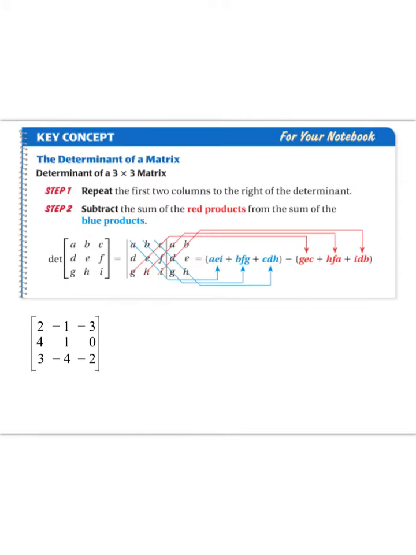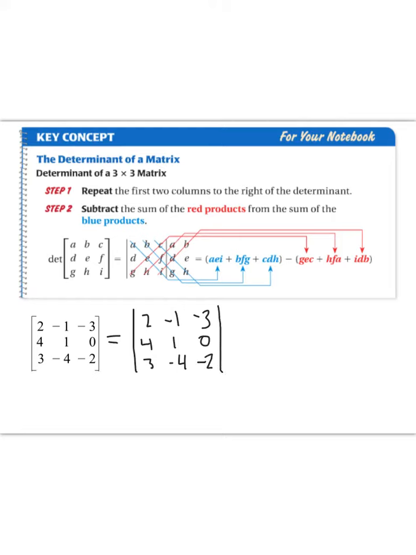Okay, so the determinant of a 3 by 3 matrix is a tad bit different. So following along with step 1 and step 2, it says repeat the first 2 columns to the right of the determinant. Okay, so I'm going to use this example down here. And if I want to find the determinant, first I need to put it in determinant notation. So I copy down the numbers inside the little determinant symbol.